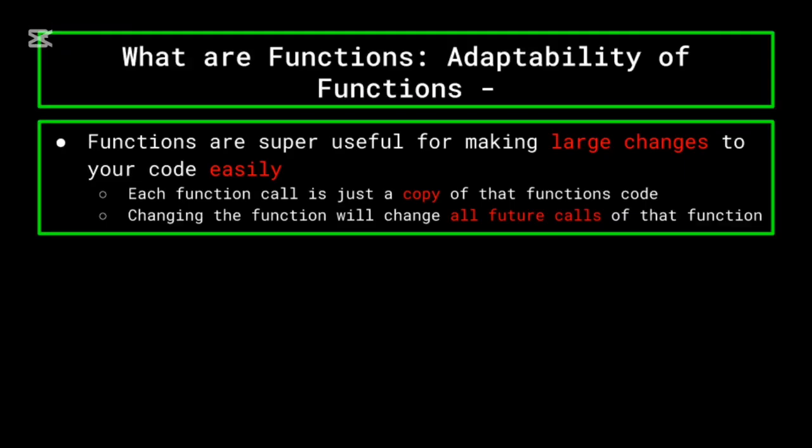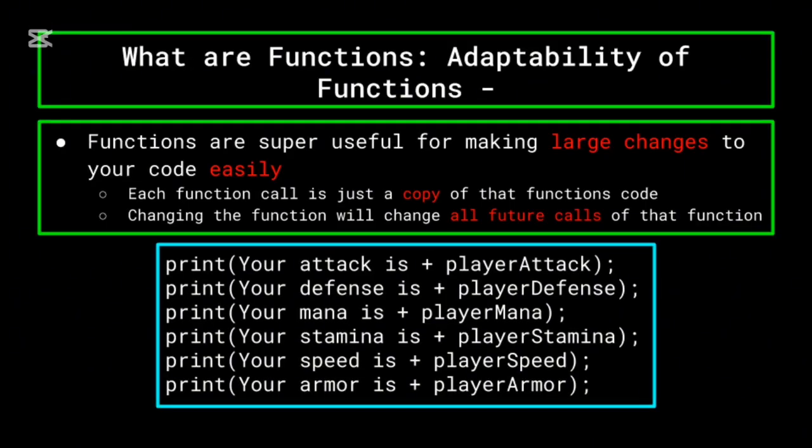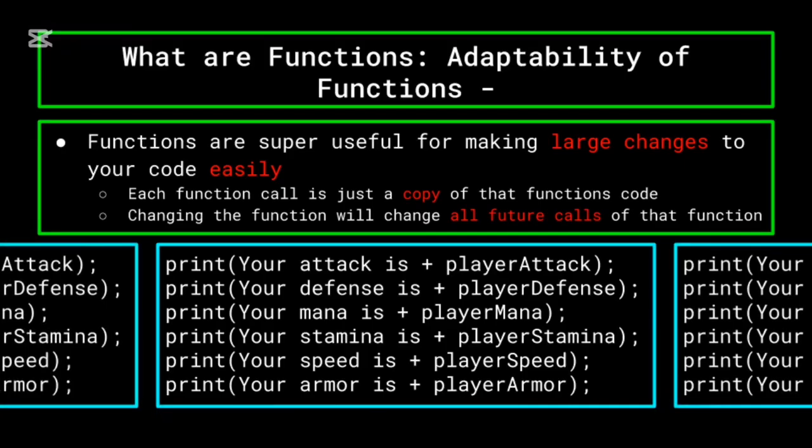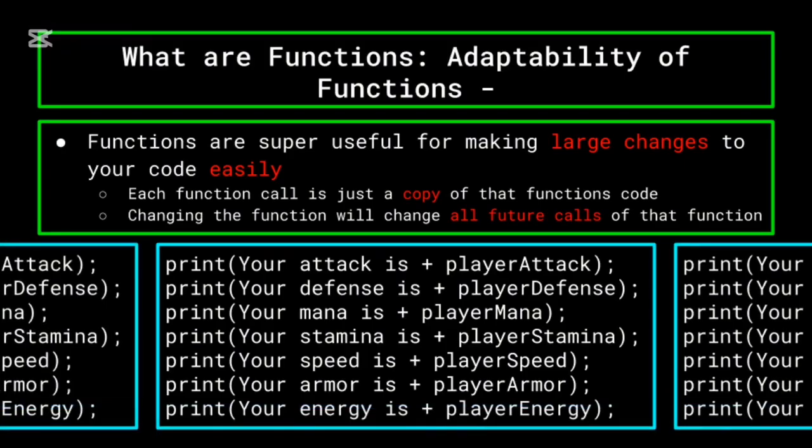Let's go back to our print_stats function and say that you wanted to go back and add in a new statistic that the player could level up in through experience in the game. Without functions, you would have to go back into your code and find every instance that you had printed out the user's stats and create another print statement to display the new statistic.